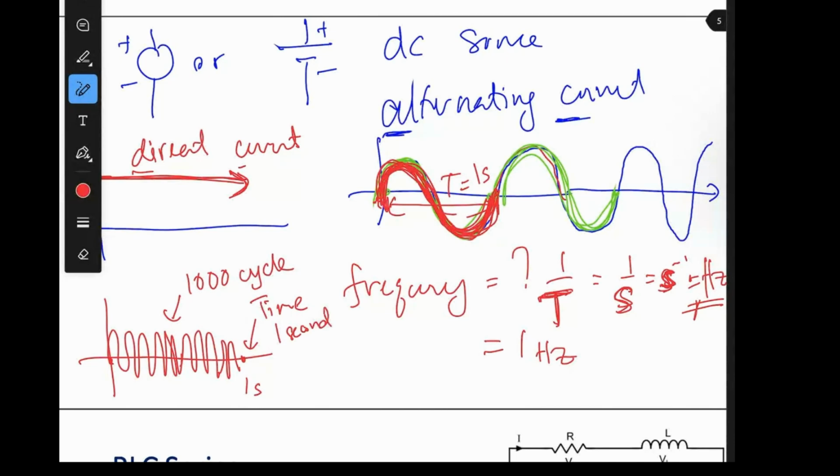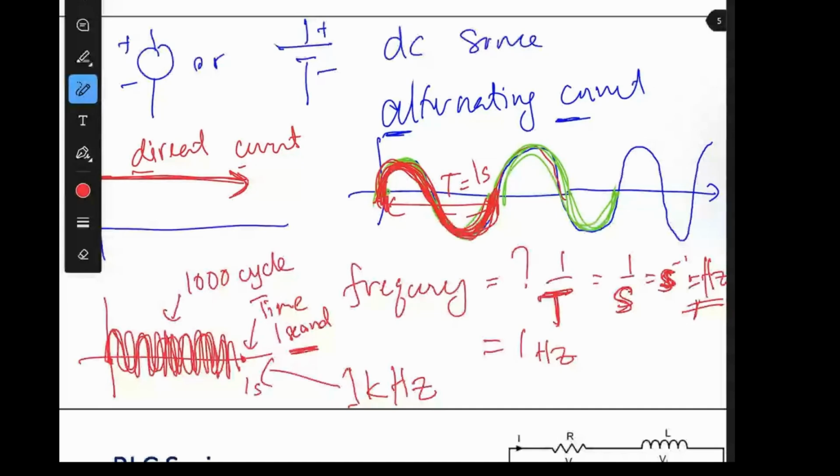Okay, for example, we have 1,000 cycles in 1 second. So this, we call this frequency 1 kilohertz. Any question? So frequency means how many cycles in 1 second.